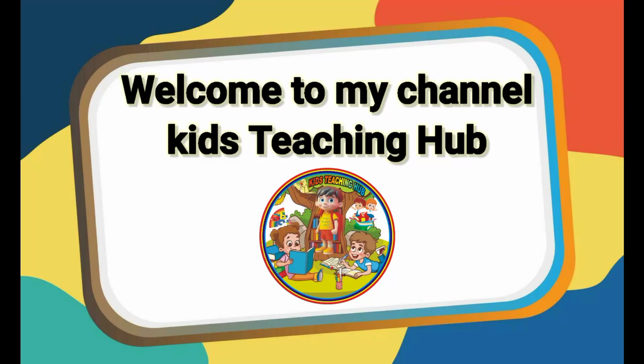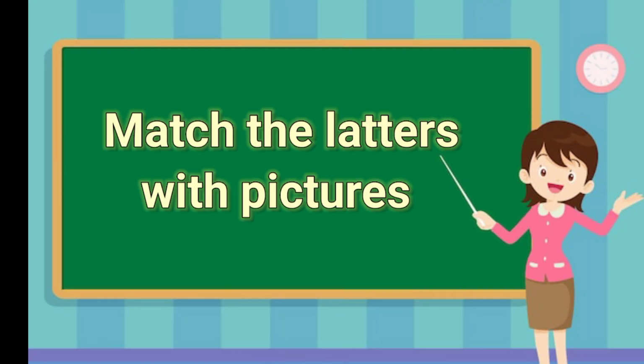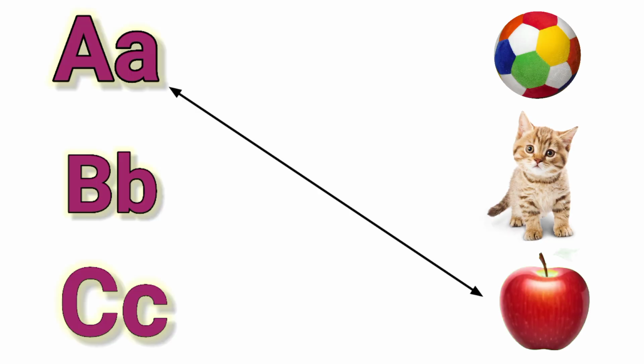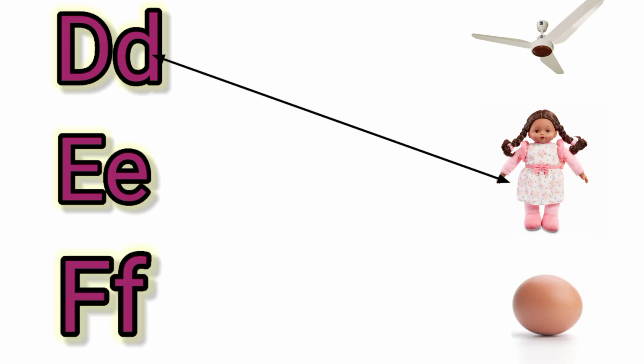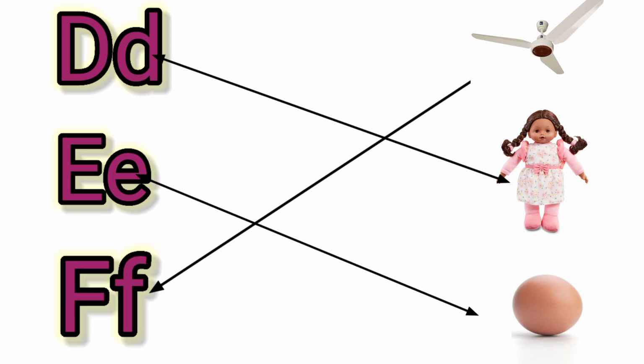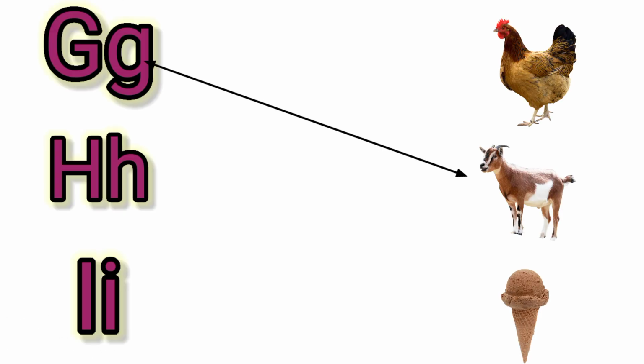Today we are going to learn match the letters with pictures. So let's start. A for apple, B for ball, C for cat, D for doll, E for egg, F for fan, G for goat, H for hen, I for ice cream.